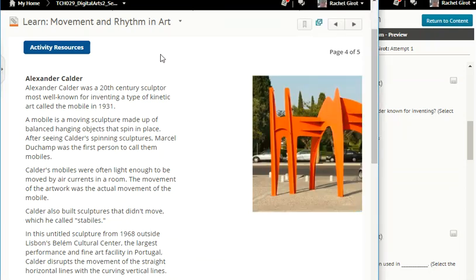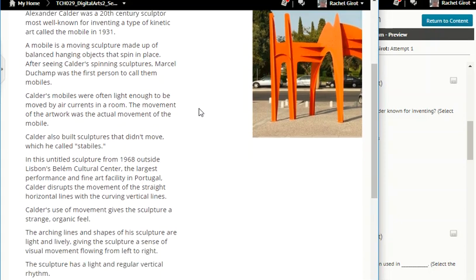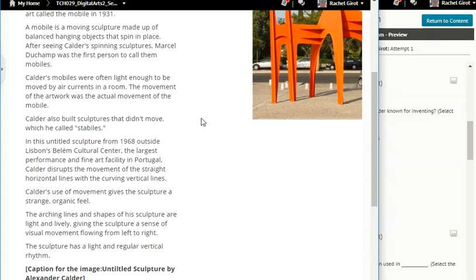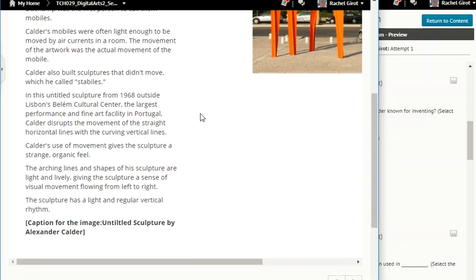Alexander Calder was a 20th century sculptor, most well known for inventing a type of kinetic art called the mobile in 1931. A mobile is a moving sculpture made up of balanced hanging objects that spin in space. After seeing Calder's spinning sculptures, Marcel Duchamp was the first person to call them mobiles. Calder's mobiles were often light enough to be moved by air currents in a room. The movement of the artwork was the actual movement of the mobile.